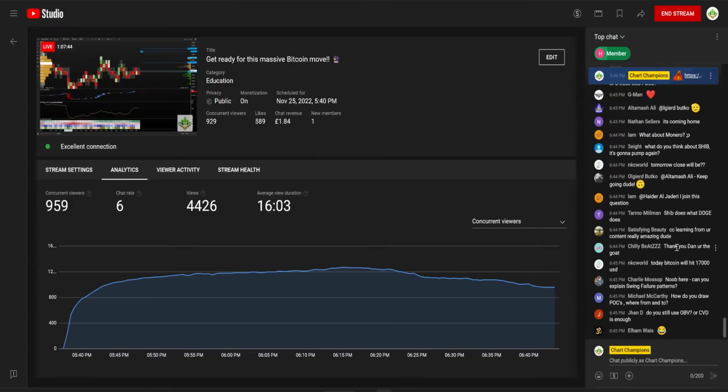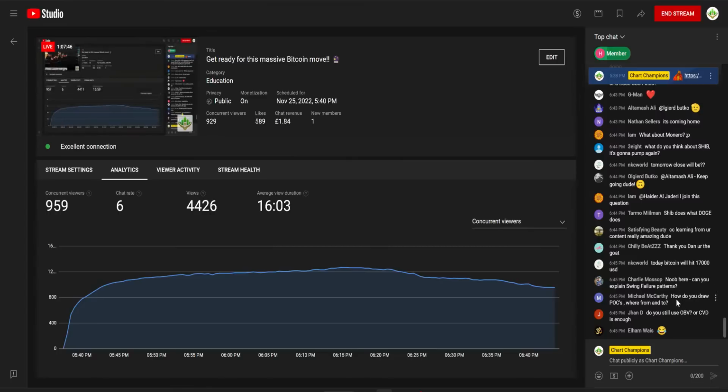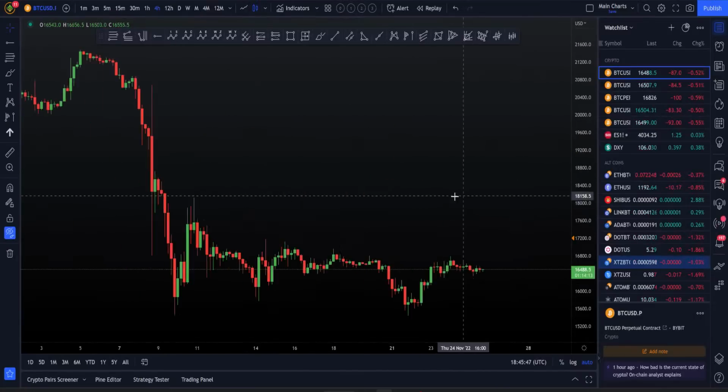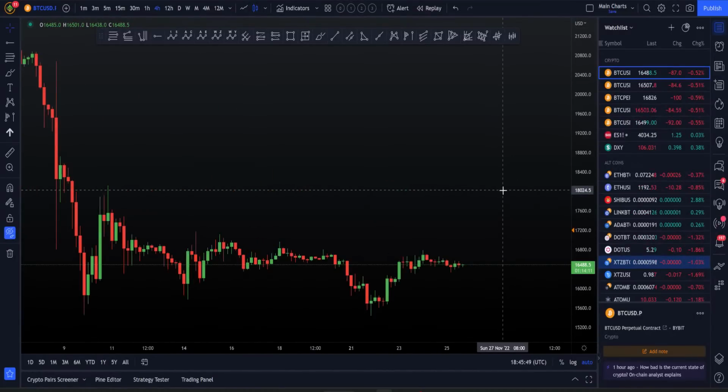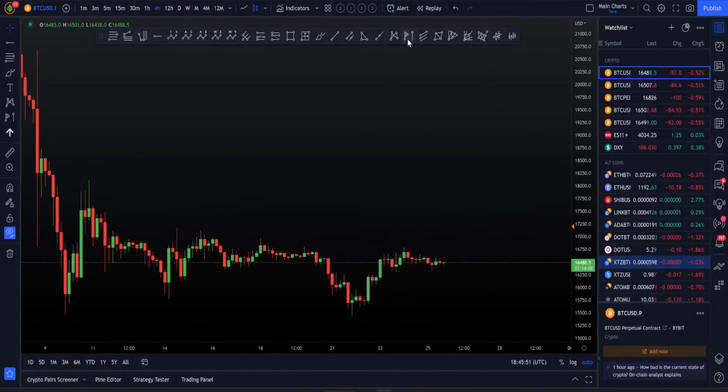And I will give one final question here. How do you draw point of control, where to and from? Okay, good question. It'll be the final one before I wrap it up. For example, here I drew a point of control of the range. So what am I saying the range is here?